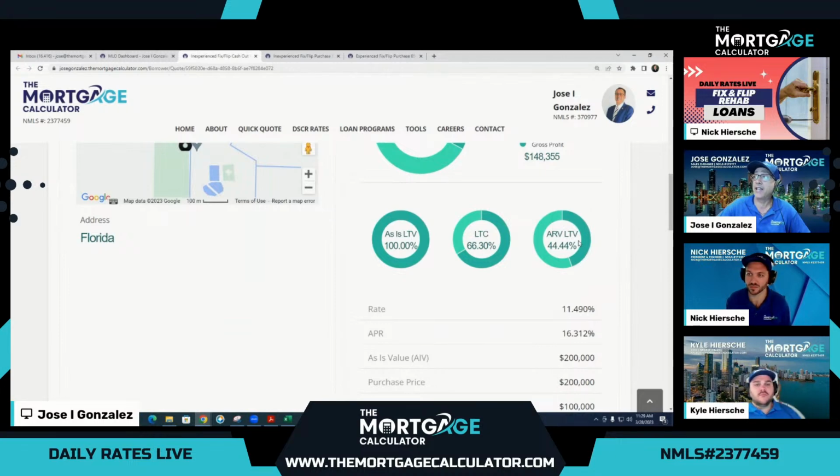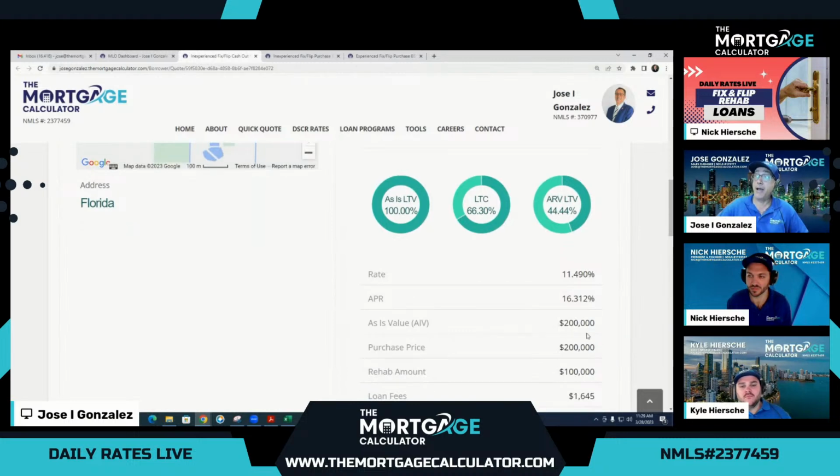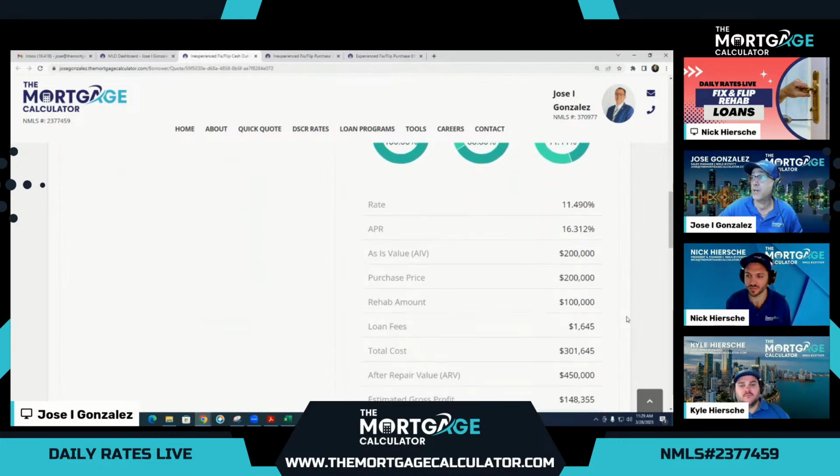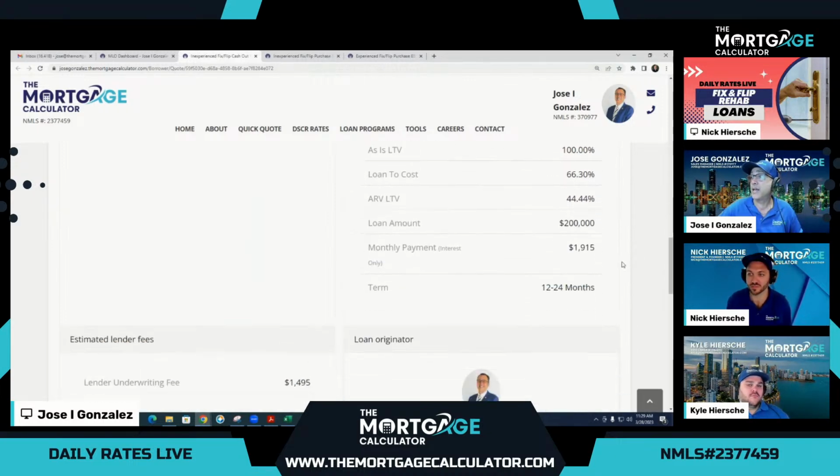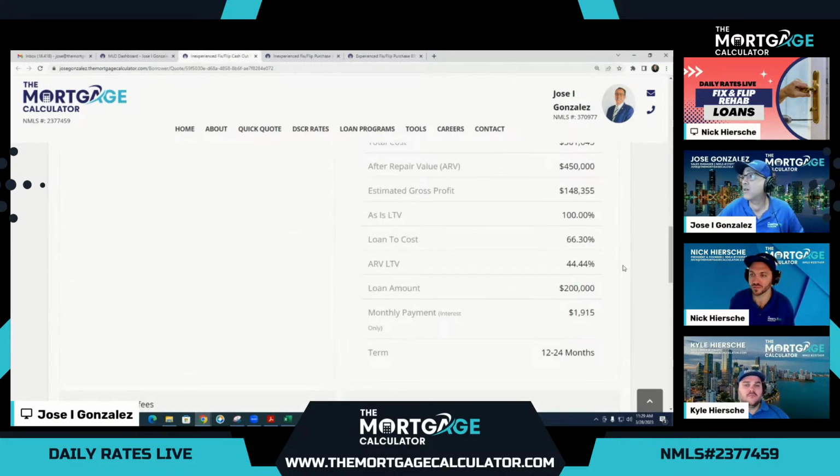Our ARV LTV is 44.44, and our loan to cost is 66.30. But essentially, obviously, he only needs 100. He wants 200. So he's borrowing 100% of the rehab because the property has equity. Same concept there. If the equity's good, you're not going to have any issues. They're going to lend him the full $200,000. He'll use whatever he needs, and the terms, the costs we had here.